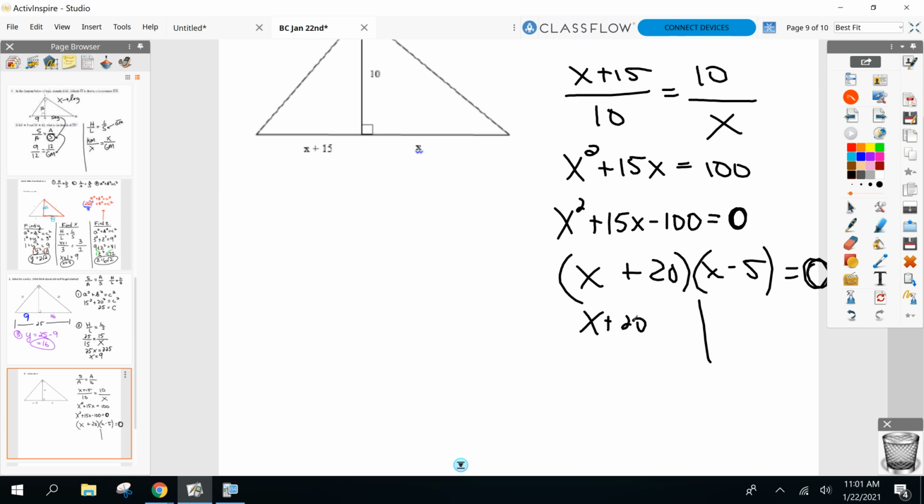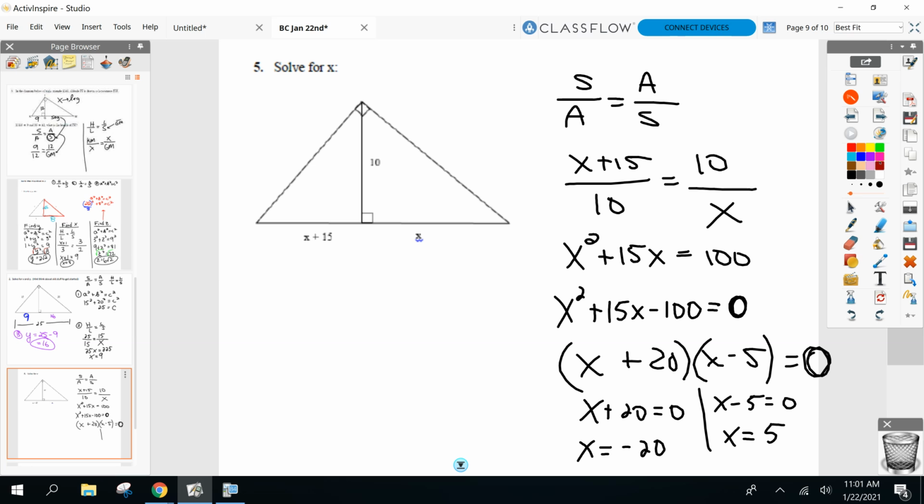x plus 20 equals 0. x minus 5 equals 0. x equals -20. x equals 5. Anybody want to talk to me here? There's a diagram. What happens when I plug in -20? Both segments would be negative, right? If I plugged in -20, no go, reject it. Only answer I can have for x is 5.